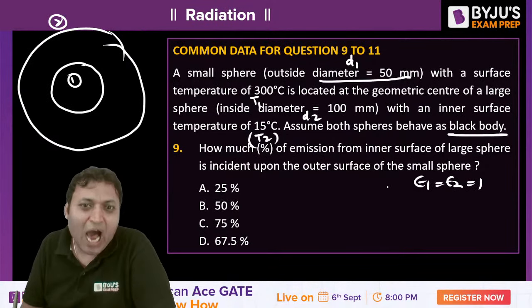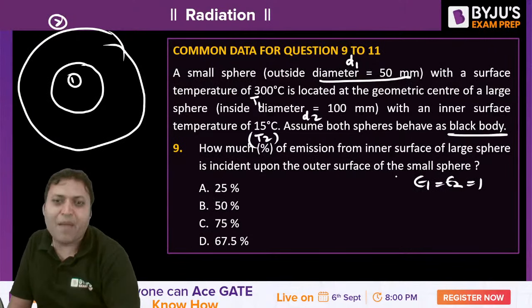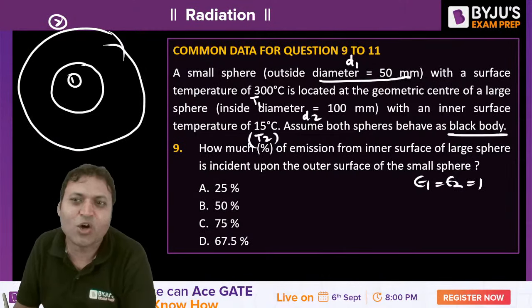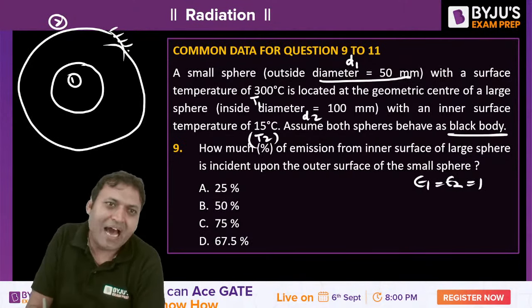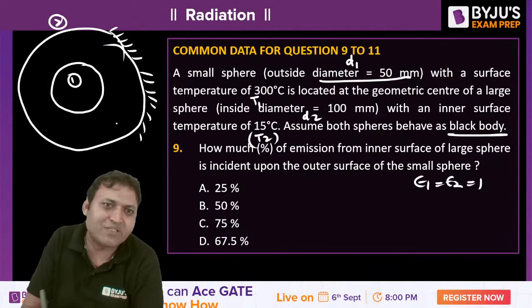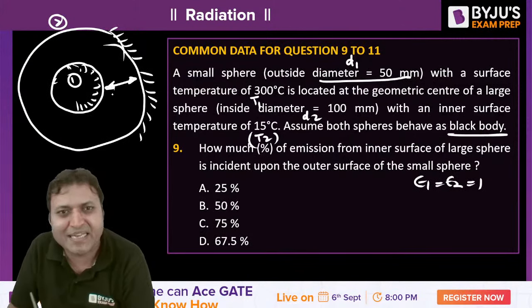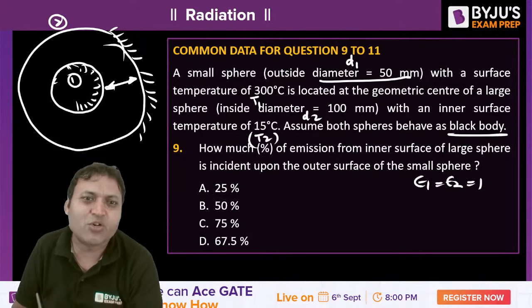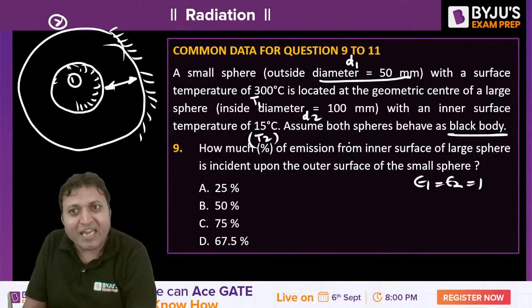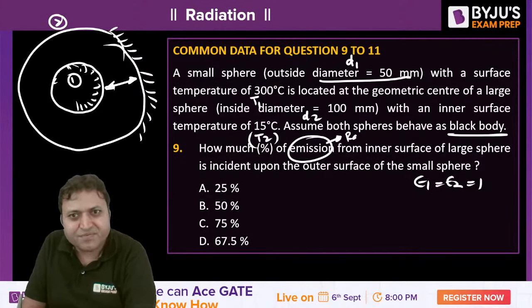Now the question is, how much percentage of emission from the inner surface of the large sphere? The large sphere is insulated from outside and the smaller sphere is insulated from inside. So there is a radiation exchange between these two spheres. Like, how much percentage of emission? Do you agree if the body is a black body, emission is equal to radiosity?